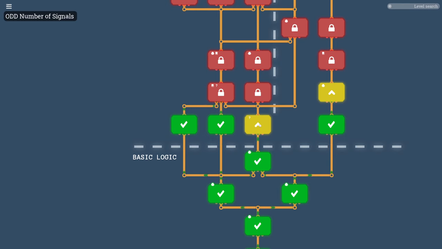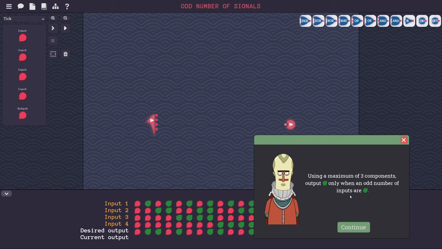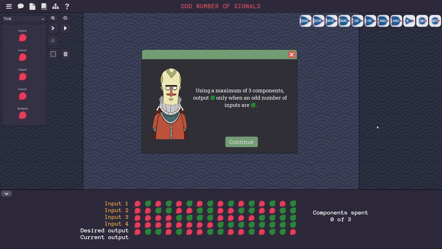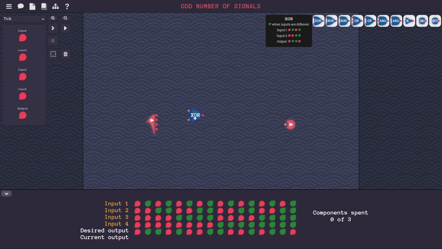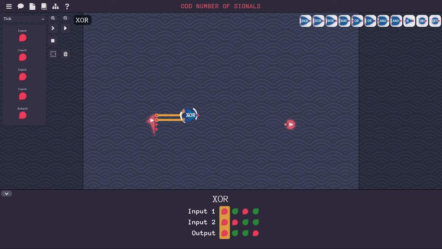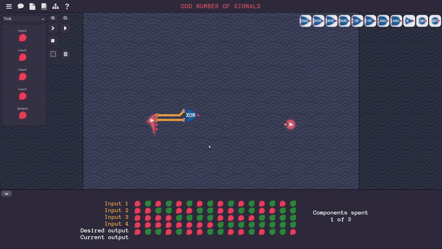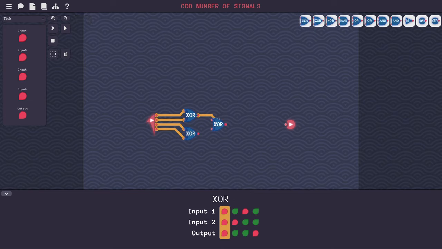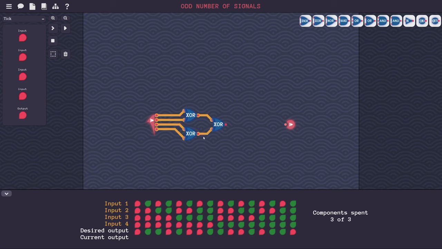And the last one in this row, odd number of signals. Using a maximum of three components, output high only when an odd number of inputs are high. One thing we could think about is an XOR gate, right? If we were to hook two of these up to an XOR, that means this would only output high if one of these was enabled, but not both. We're going to do two XOR gates. If we were to do like three XOR gates like this, then that would handle the case where we have, actually, hold on, this might work.